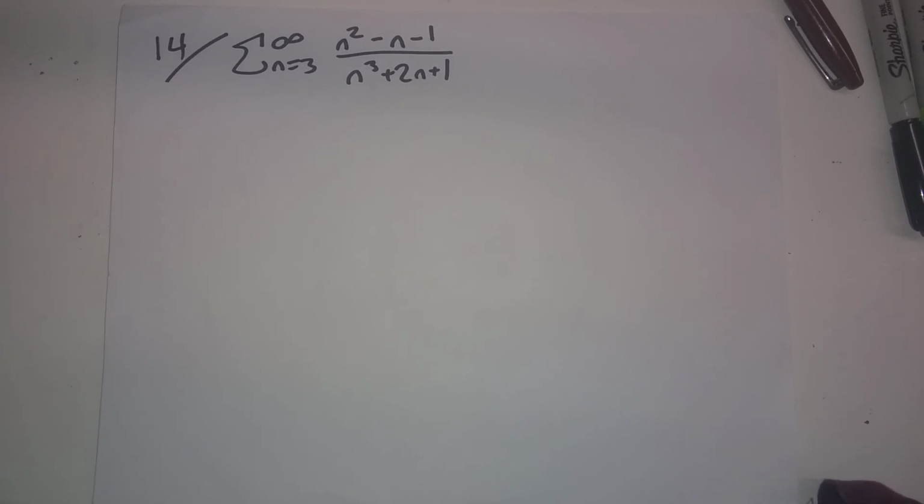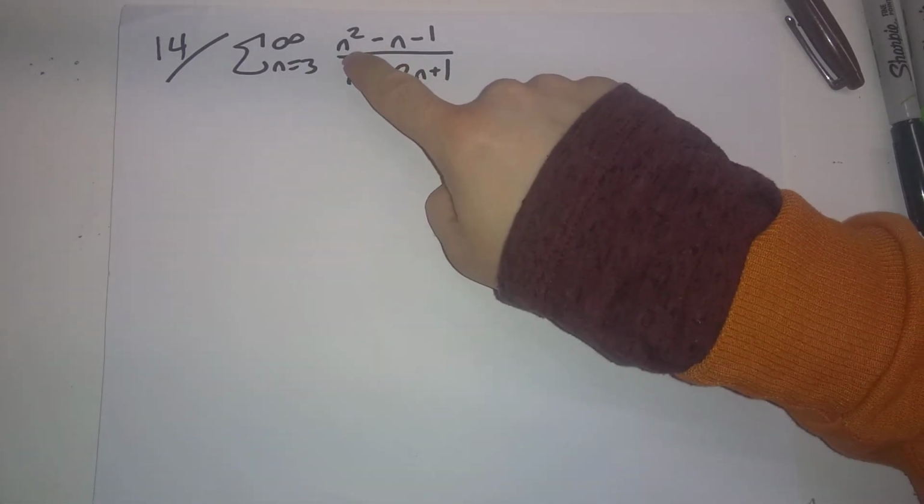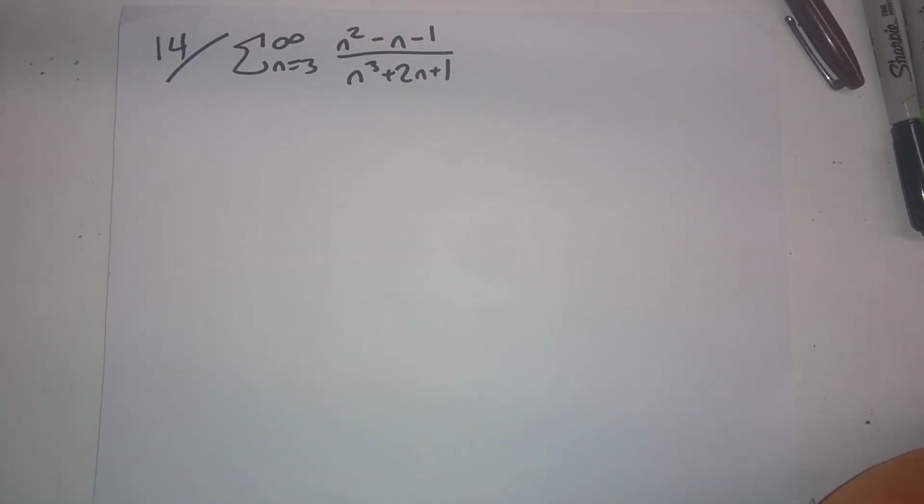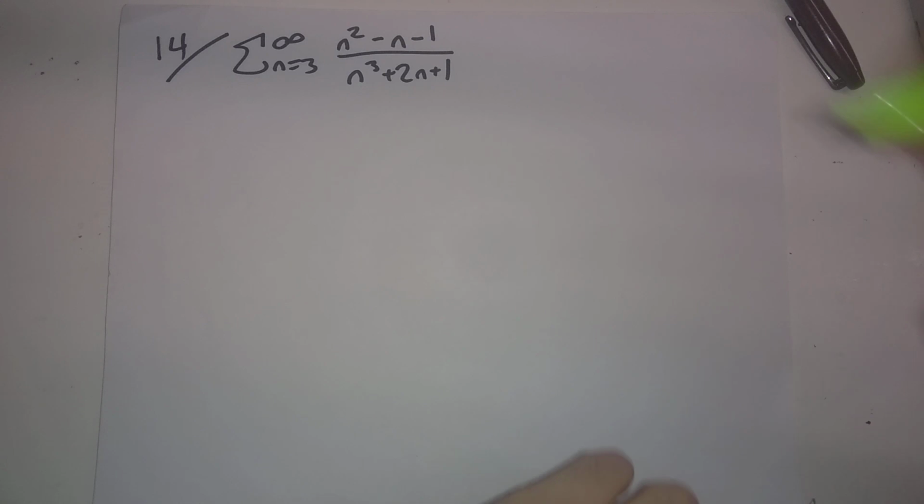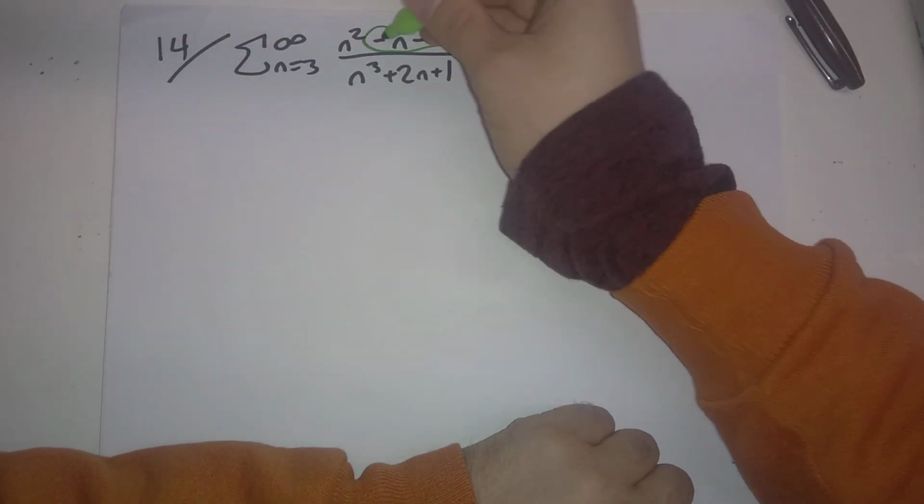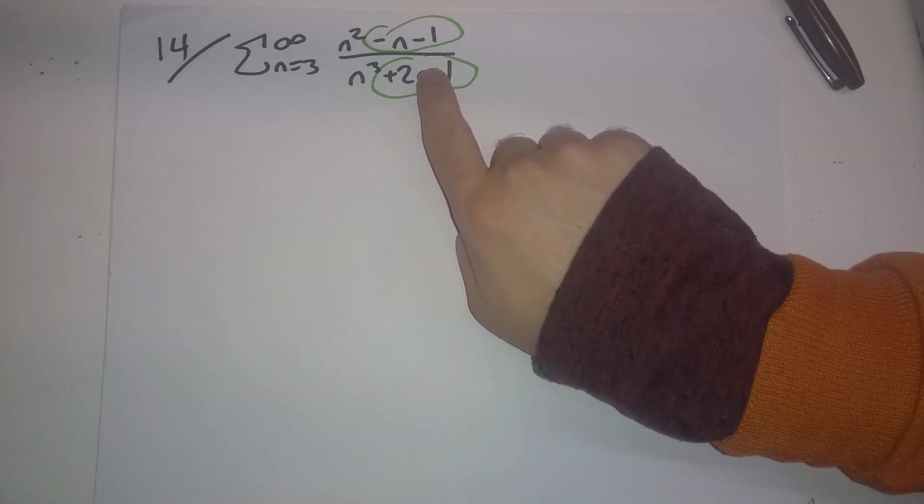Problem number 14. Determine convergence or divergence of the series, the sum of n from 3 to infinity of n squared minus n minus 1 divided by n cubed plus 2n plus 1. So when I see this series, the first thing that catches my mind are the terms being added and subtracted in the numerator and denominator. So these are going to be red herrings. They aren't going to affect things in the long run.